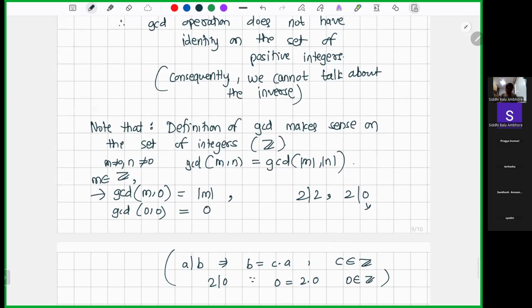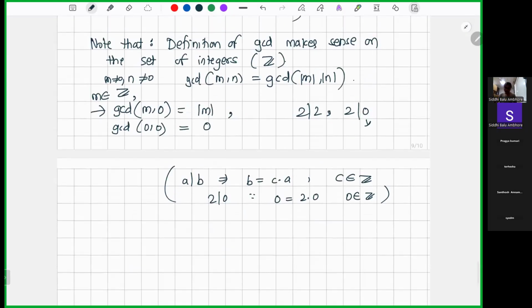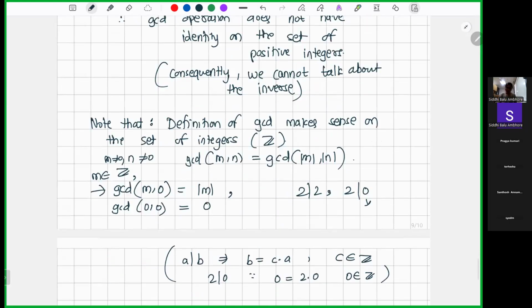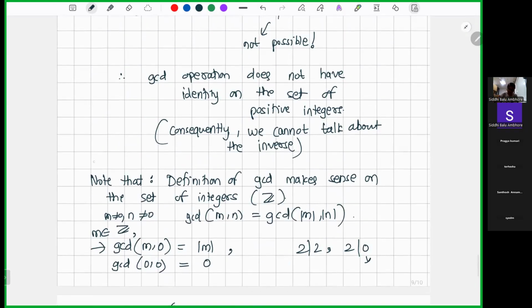And then, if I want to talk about identity, what we needed was E in Z such that, now that we are discussing over the set of whole integers. So I want now E in Z. So now we are discussing on Z, the set of integers.